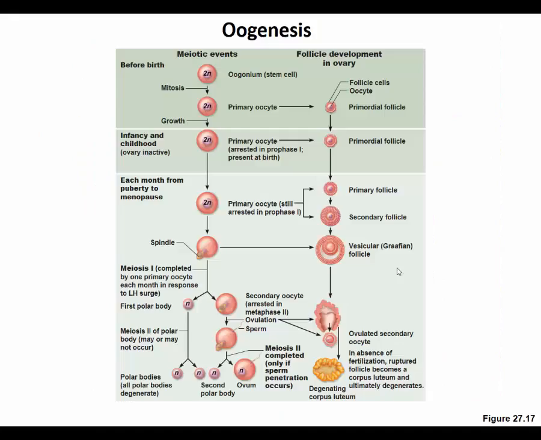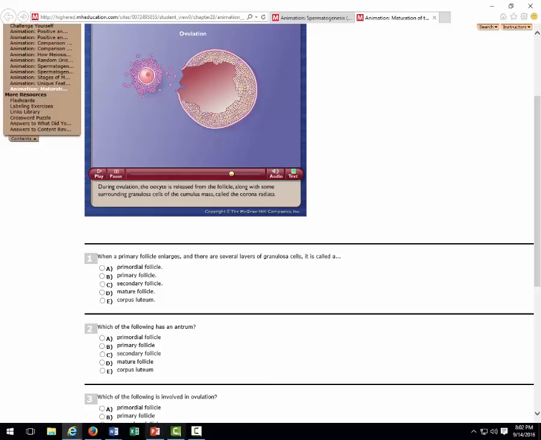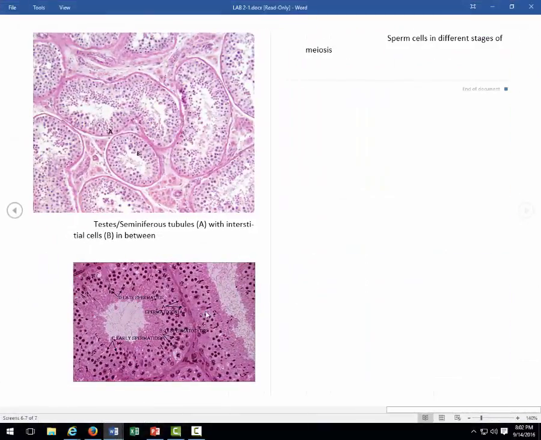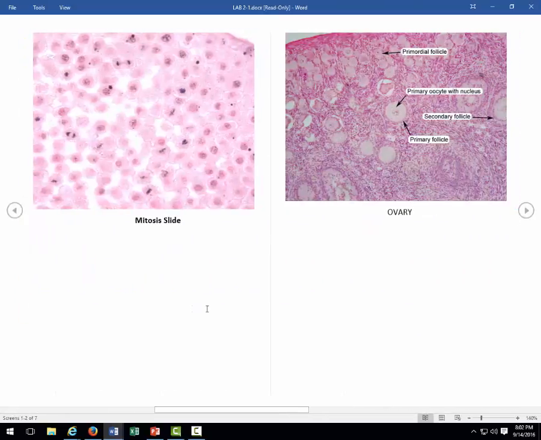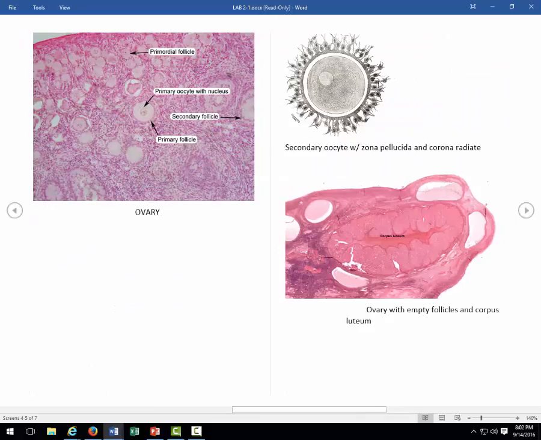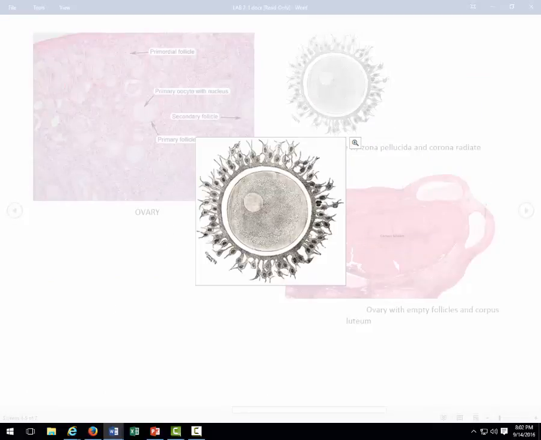And then the corona radiata would, again, be these cells around the edge here. And in that other document, I have a picture of that. This is the only one I could find that had the corona radiata, all those cells, and then this white, even layer, the zona pellucida.